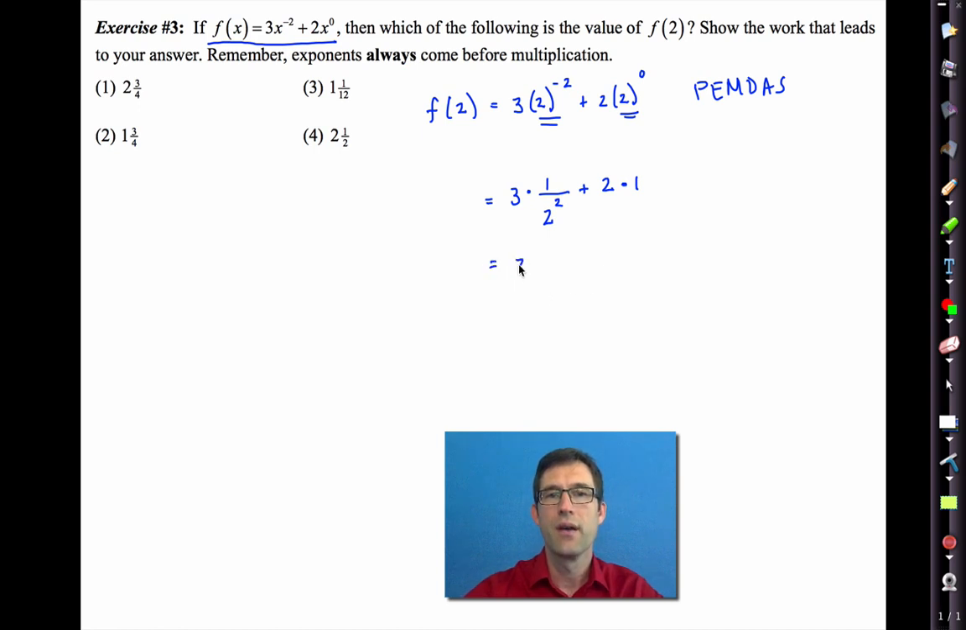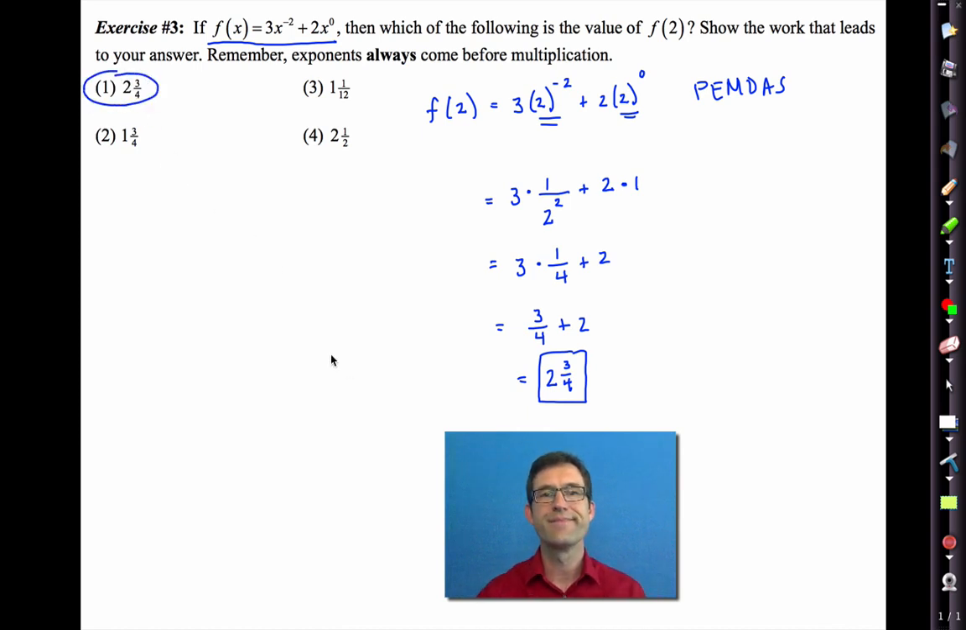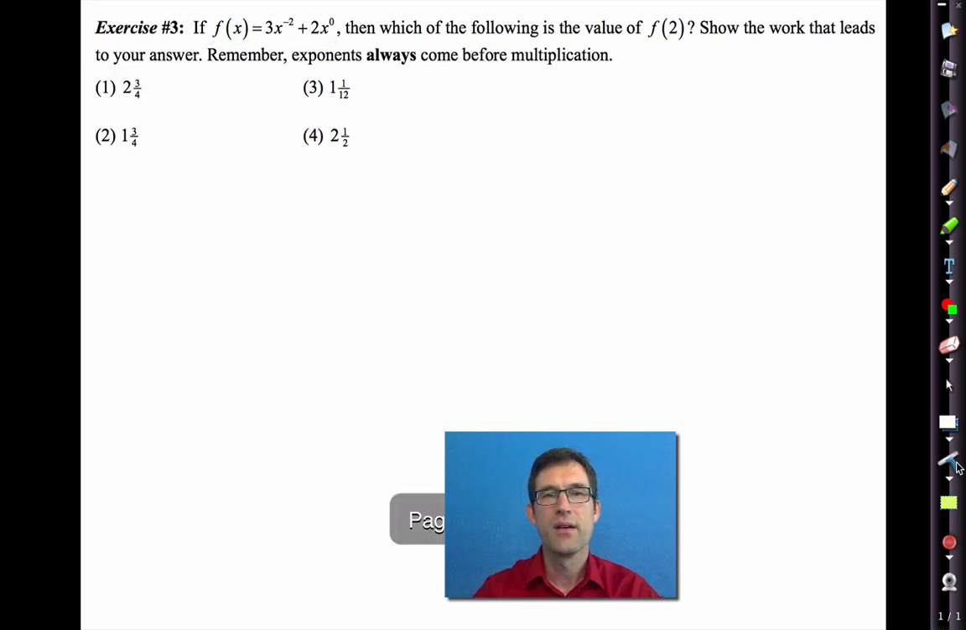All right, 1 over 2 squared is 1/4. And of course, 2 times 1 is 2. 3 times 1/4 is, by definition, 3/4. And 2 plus 3/4 is, in this mixed fraction, 2 3/4. Choice 1. So a little bit of fraction work there, as well as work with negative exponents and the 0 exponent. All right? So write down what you need to. Pause the video. Okay, I'm going to clear out the text. Let's keep moving along.